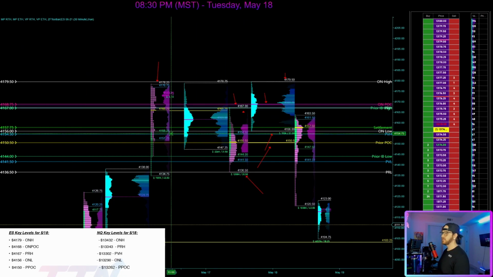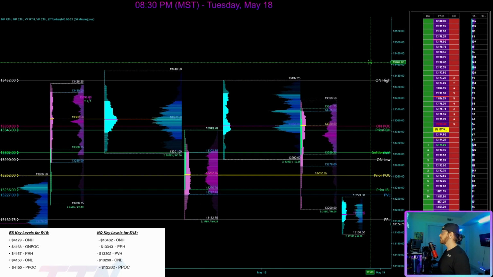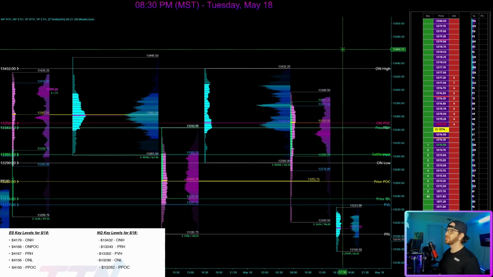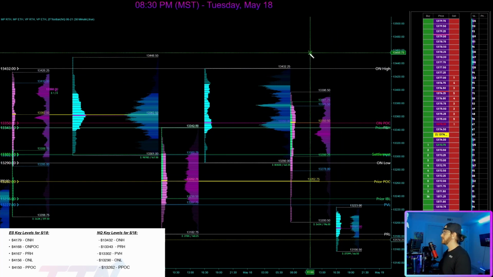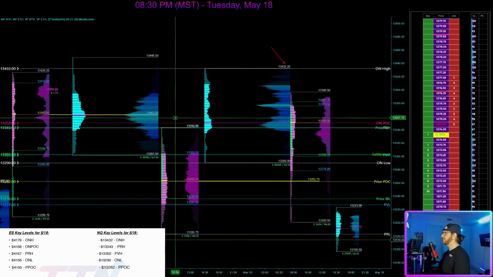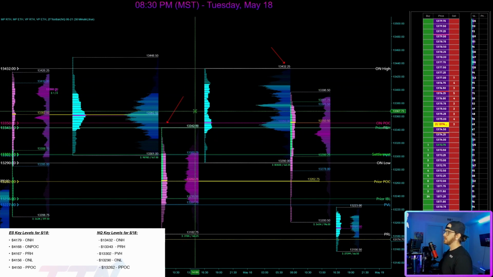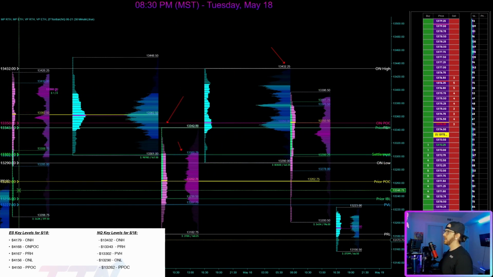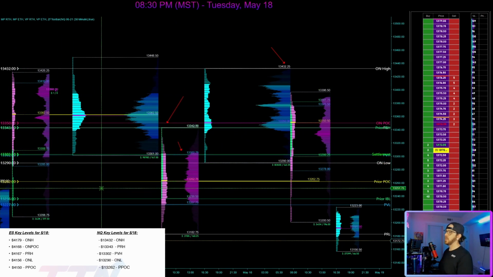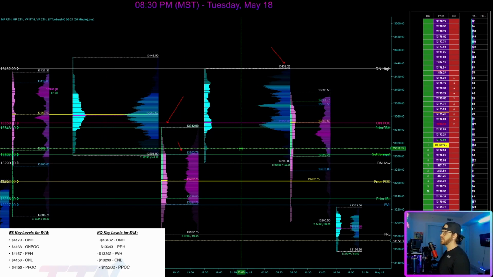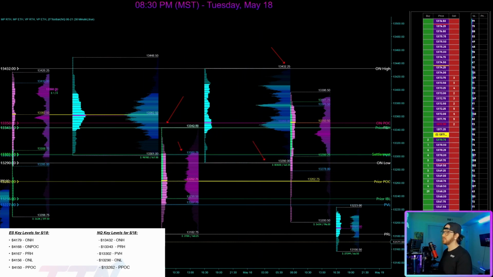So the first level that I was looking at on NQ, going over to the NASDAQ futures, I was looking at the overnight high once again at 13,432.25. You can see that right here. Second level I was looking at was the prior range high at 13,343. Third level was prior value area high at 13,302. And the fourth level was the overnight low at 13,290.